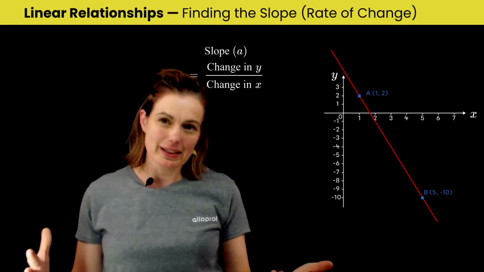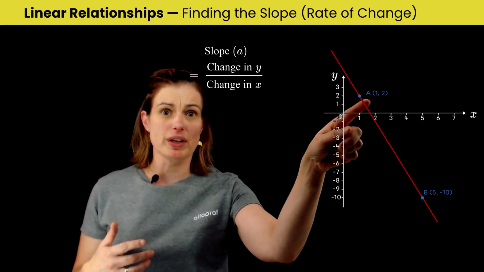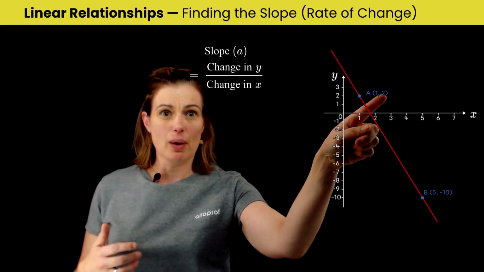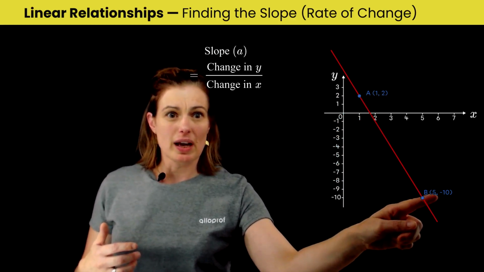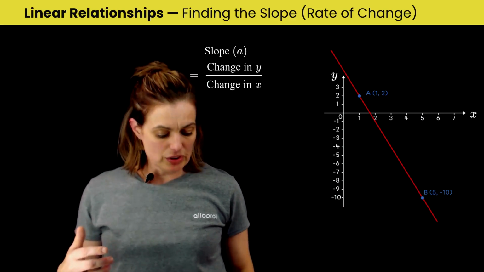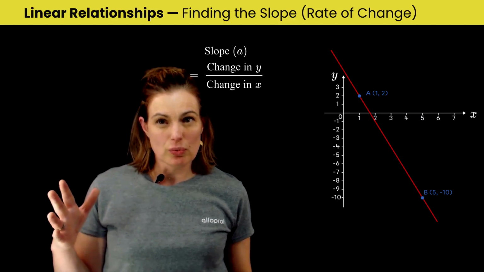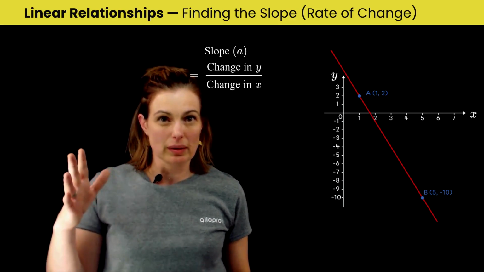So how would we calculate this though? Well, we can actually calculate this using our points. And you can see that we have a point here at (1, 2), and we've got another point at (5, -10). So we're going to start by looking at how the change in y, or that rise, is going. Okay?